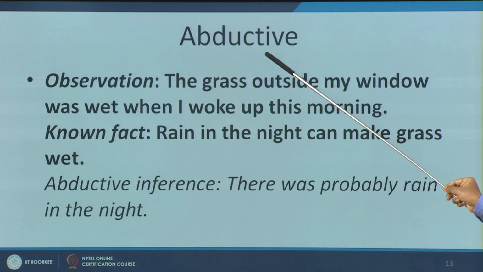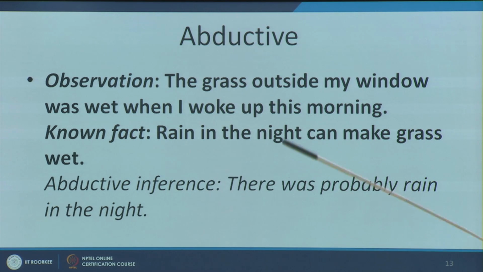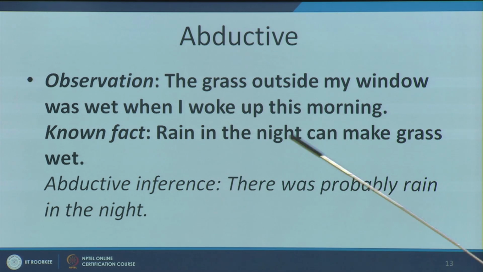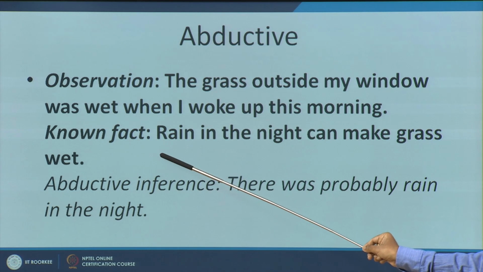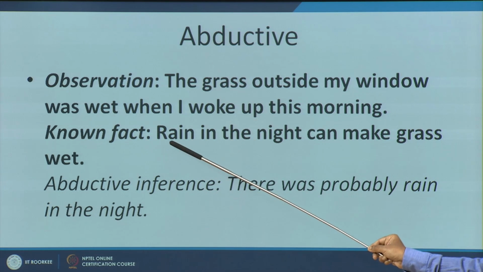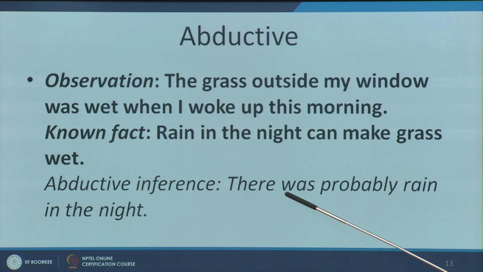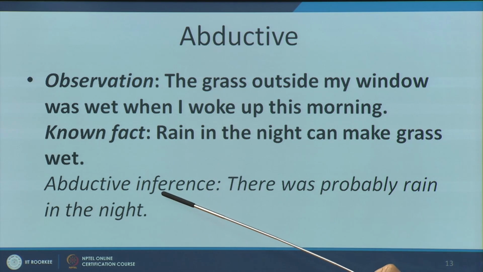Now, let us look at this third case. That is very interesting. The grass outside my window was wet when I woke up this morning. Okay. Known fact: rain in the night can make grass wet. So, if there is a rain, the grass can become wet. So, as per abductive inference, we will say there was probably rain in the night.